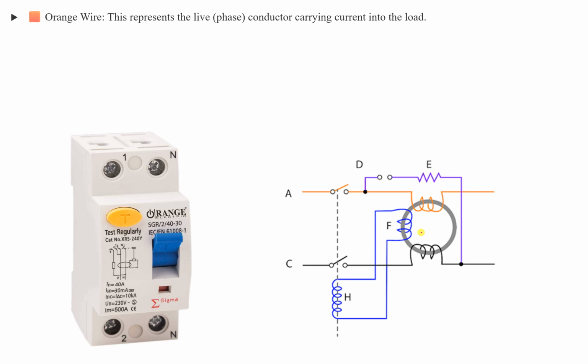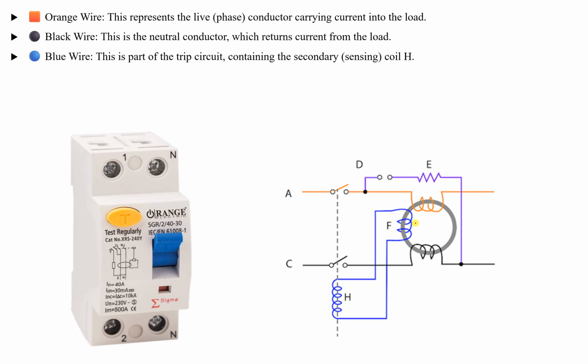So number one, the orange wire represents the live or phase current, carrying the current to the load. The black wire represents the neutral, coming back from the load. And you'll find the blue wire, part of the trip circuit, containing the secondary or sensing coil. This secondary coil will activate or trip this circuit breaker.